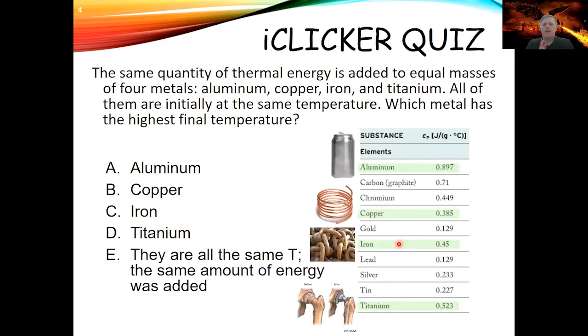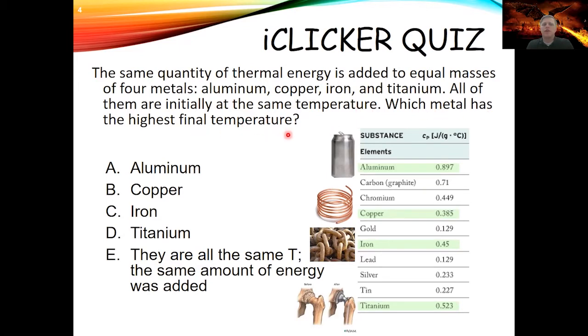Let's see if you understand this concept real fast. So let's say the same quantity of thermal energy is added to equal masses of 4 metals: aluminum, copper, iron, and titanium. All of these metals are initially at the same temperature. Which metal has the highest final temperature?